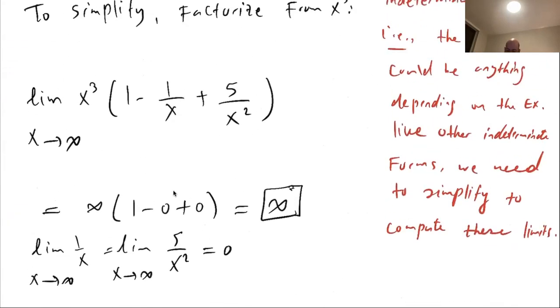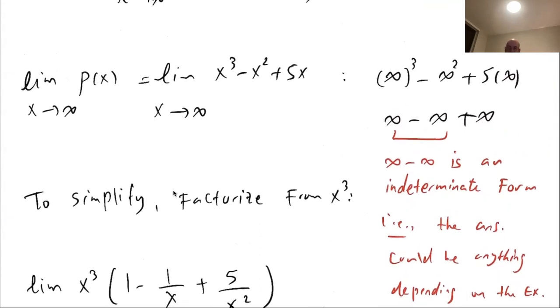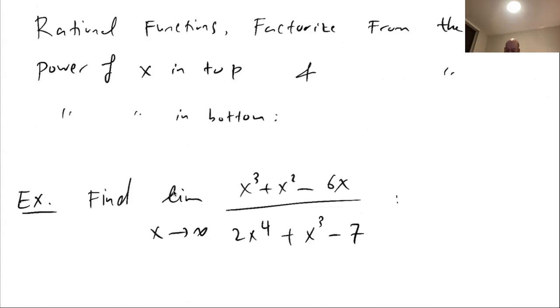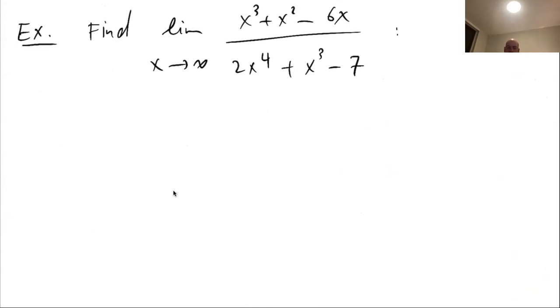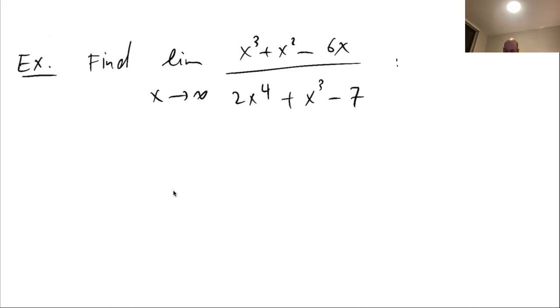Now for rational functions, see here it was a polynomial, we factorized from x cubed, which was the highest power of x. But a rational function means one polynomial divided by another polynomial. So for the polynomial on top, just factorize from the highest power of x in the top. For the polynomial in the bottom, factorize from the highest power of x in the bottom. Then what do we get?